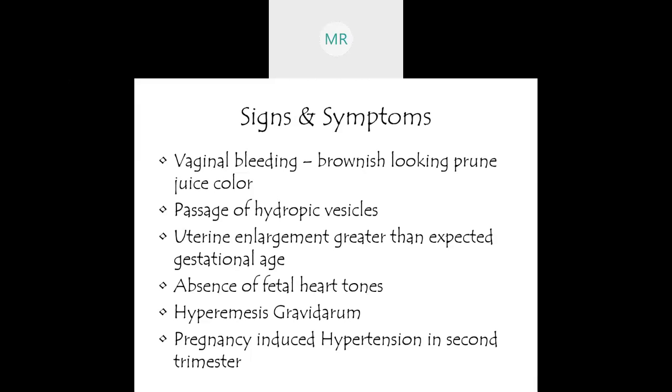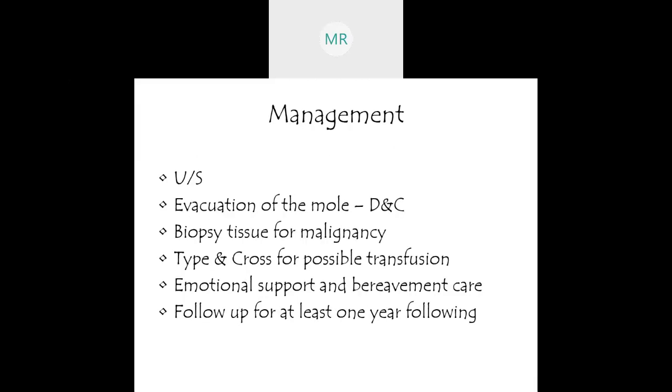How do we manage? Obviously, with this disease of the placenta, we're going to see it on ultrasound, which will show the presence of a molar pregnancy. So we're going to evacuate the mole. We're going to do a D&C, removing the placental fragments. We're going to do a tissue biopsy for malignancy. We're going to do a type and cross for possible transfusion. And lots of emotional support and bereavement care.